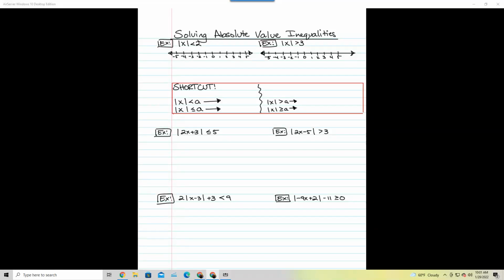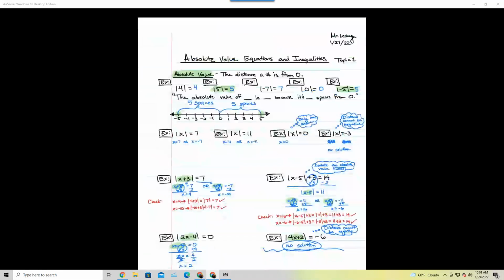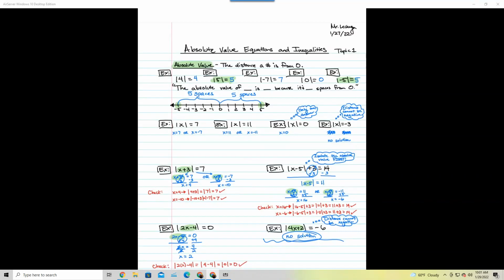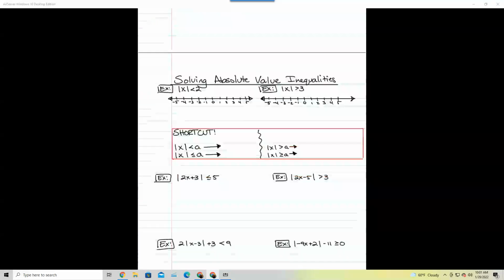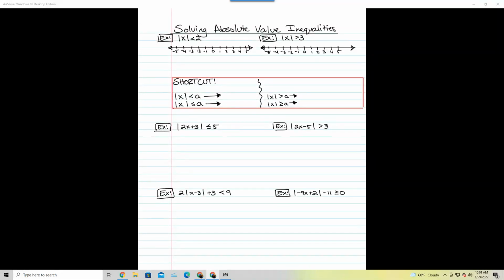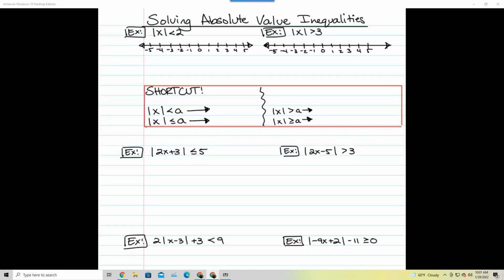Okay, this is going to be the second part of the notes to what we did yesterday, which was absolute value equations and inequalities. Yesterday we focused on the equations part. Today we're going to focus on the inequalities. This is what your page is going to look like once you're done with the notes. So go ahead and press pause on the video and copy this down. I'm going to assume that you already did that, so we're going to go ahead and just jump on in.